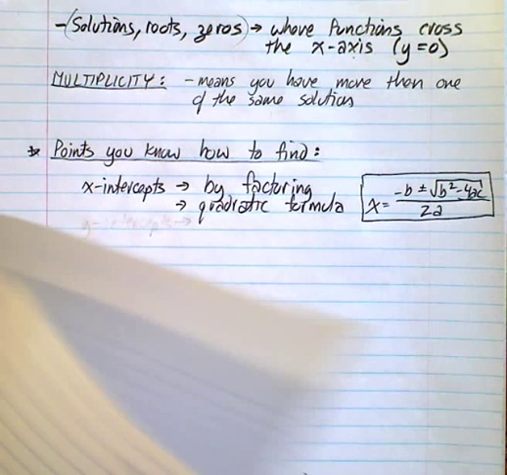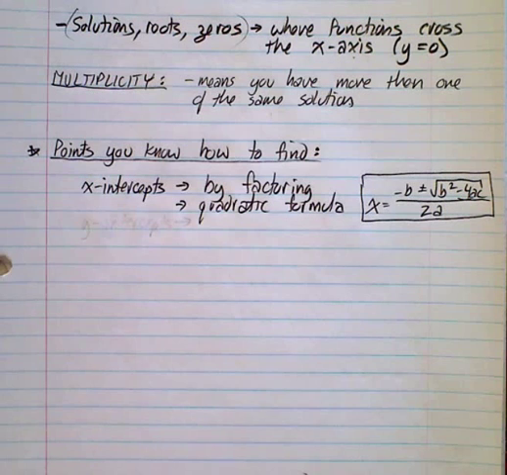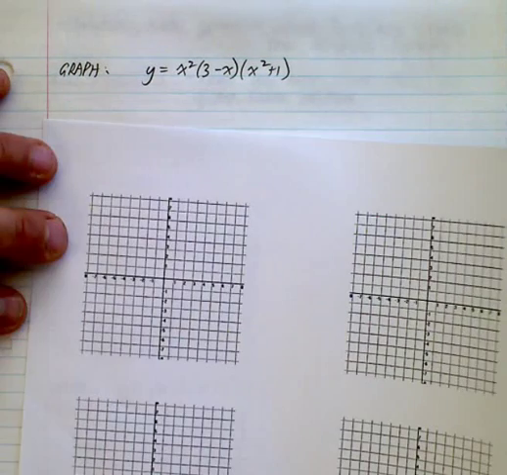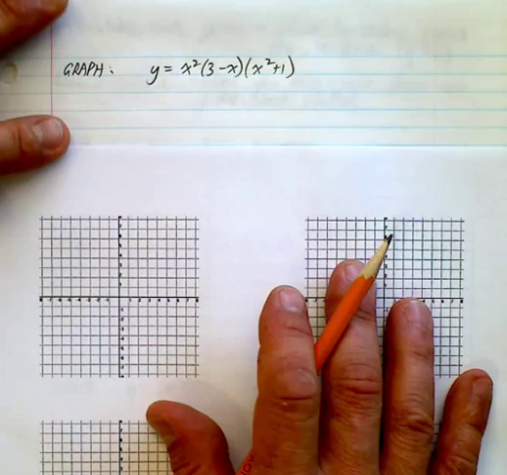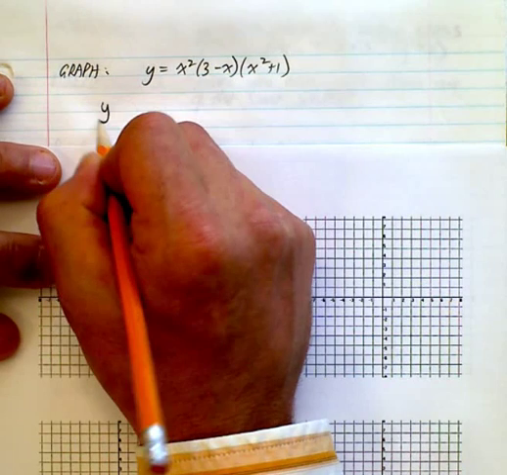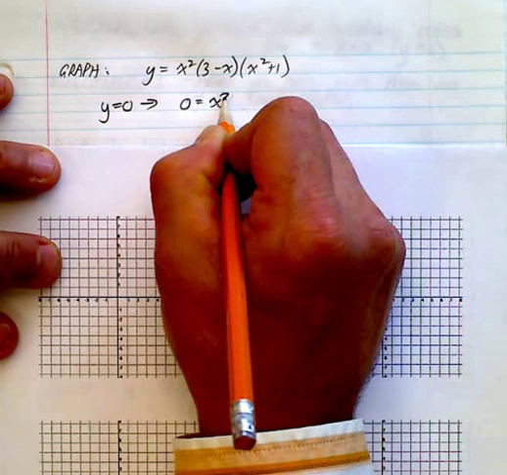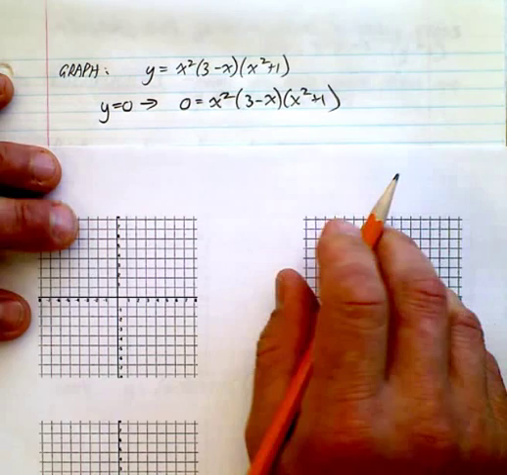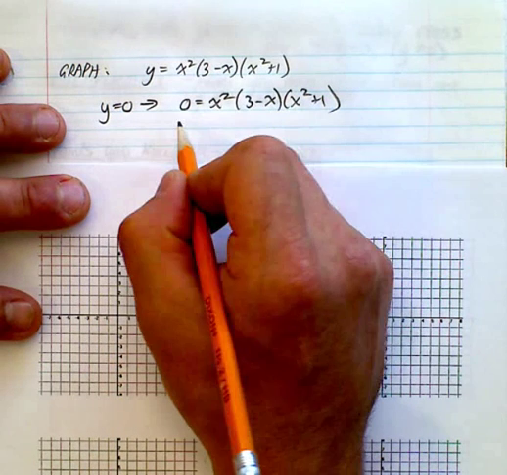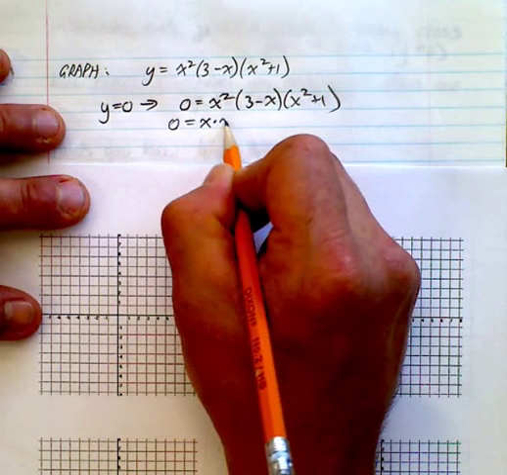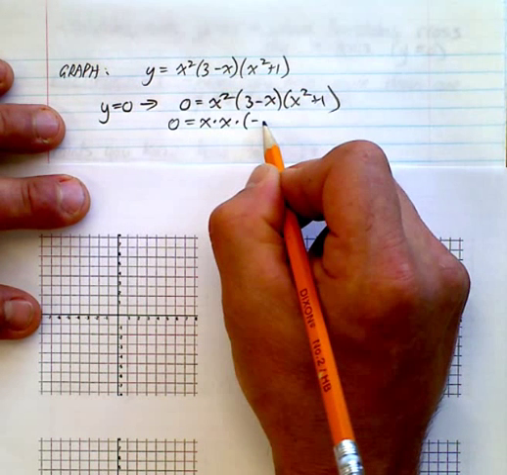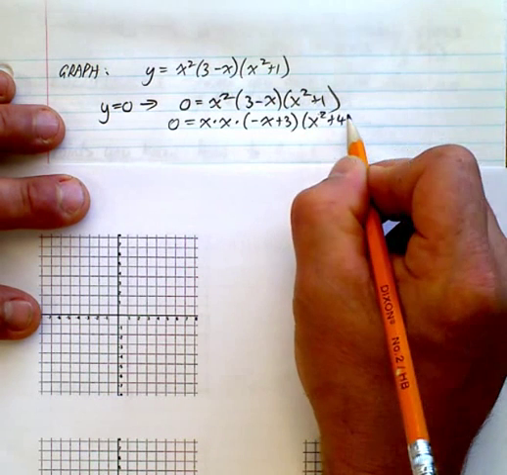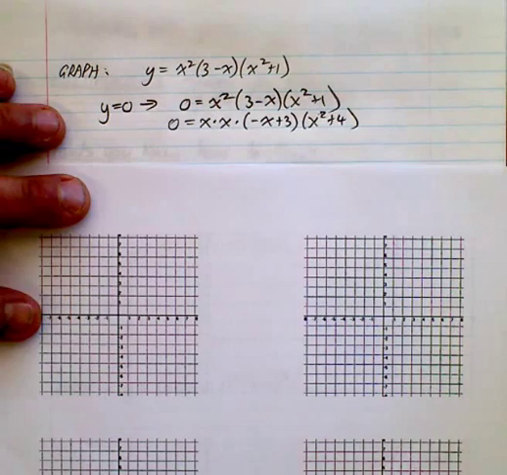Now, I'm going to ask you quickly to see if you can graph these here, okay? It's kind of what I just talked about, so let's see if we can break it down. First of all, y equals 0, so we have 0 equals x squared times 3 minus x, times x squared plus 4. They threw a tricky one at you here. You can see that this is going to be x times x, and this is going to be negative x plus 3, and then x squared plus 4. We can't really factor that, so we leave it alone.